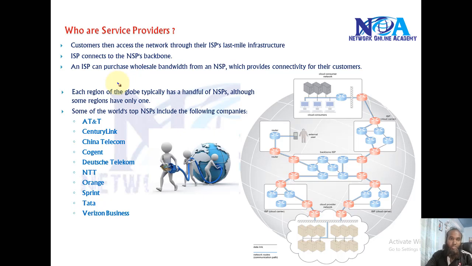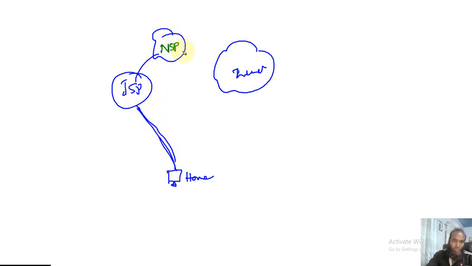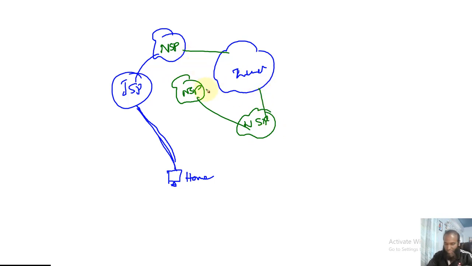Service providers refers to the companies which offer some services. So here we'll talk about internet service providers. Typically, when a customer, let's say I'm a home user who requires access to the internet, I'll contact the local service provider to connect to the internet, and that service provider connects to another network service provider. And throughout the world, you have multiple service providers who interconnect to provide internet access.